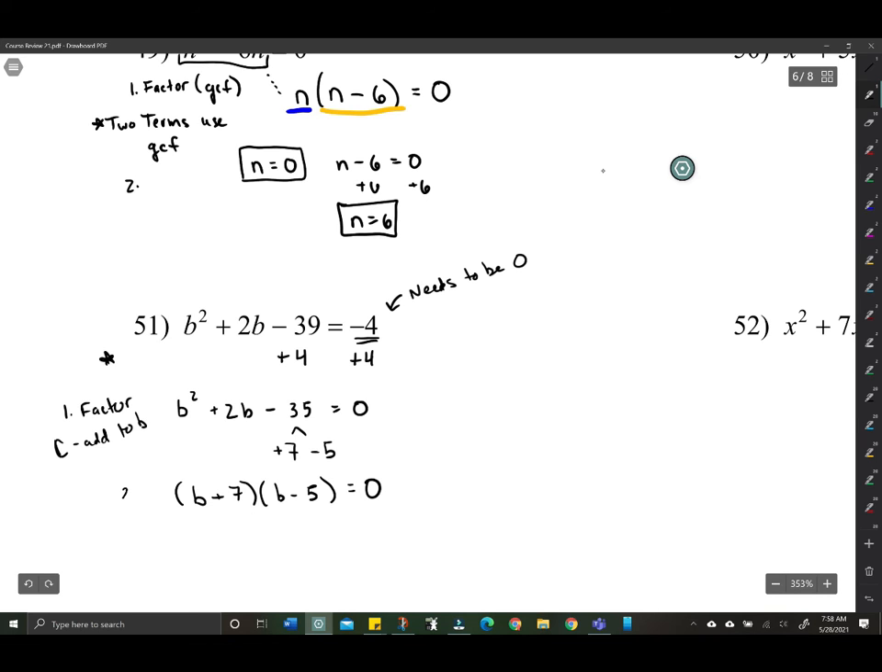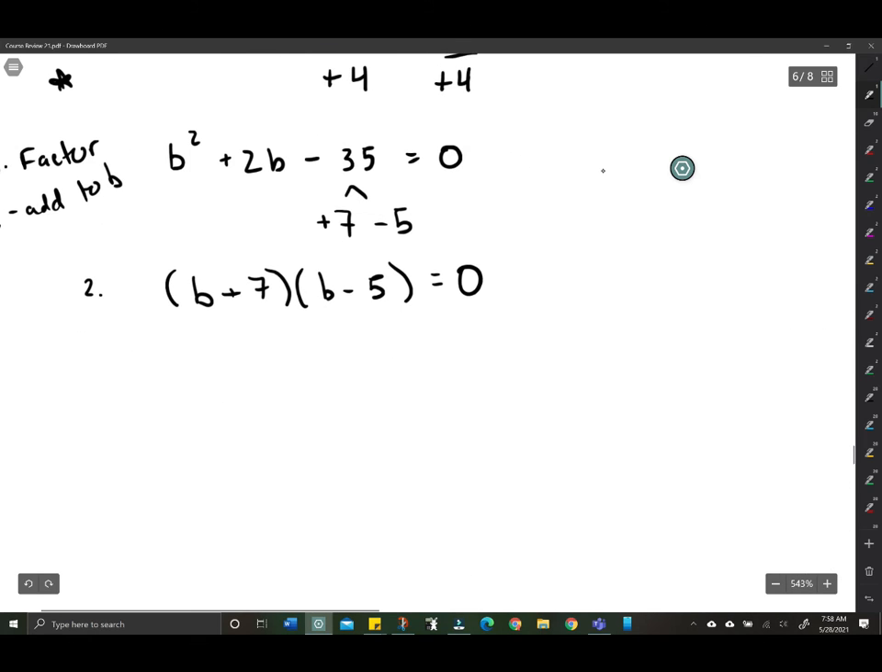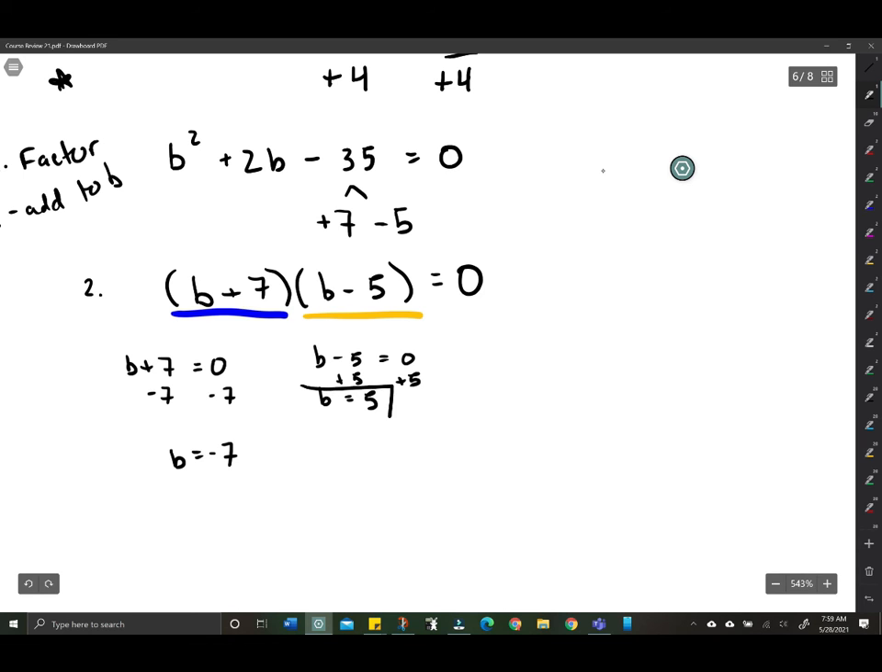When we solve that now, we set each of those equal to 0. So remember, this is a factor, that is a factor. Set each one equal to 0. b plus 7 is equal to 0. Subtract 7, and b is equal to negative 7. Or b minus 5 equals 0. Add 5, and we get b equals 5. Those are the two solutions.